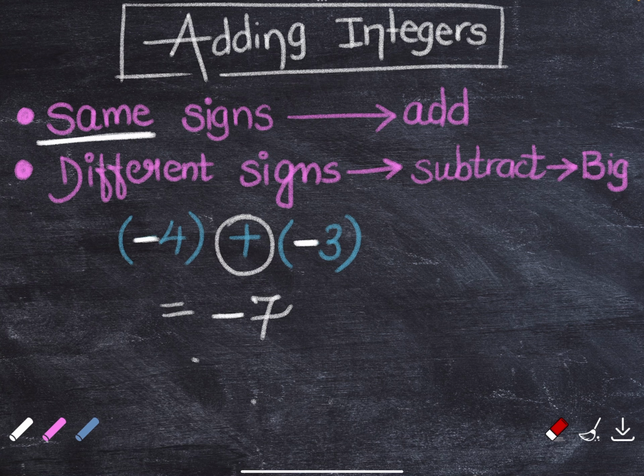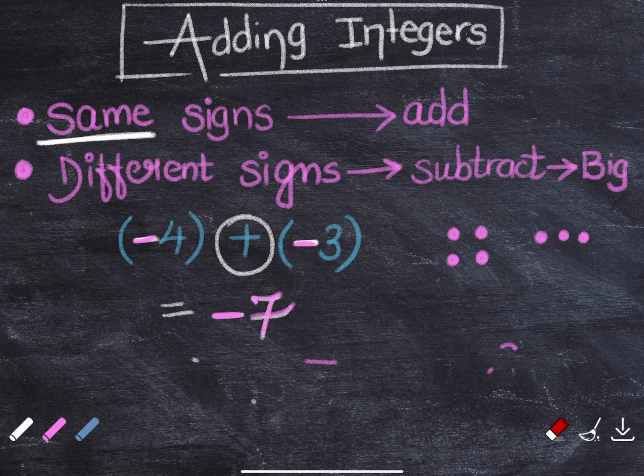What does that basically mean? Let us say I have 4 red counters, and then I have 3 more red counters, because these both are negative signs. So I have 4 red and then 3 red. How many total counters do I have? I have 7, and they are all red in color, so hence -7 is the answer.